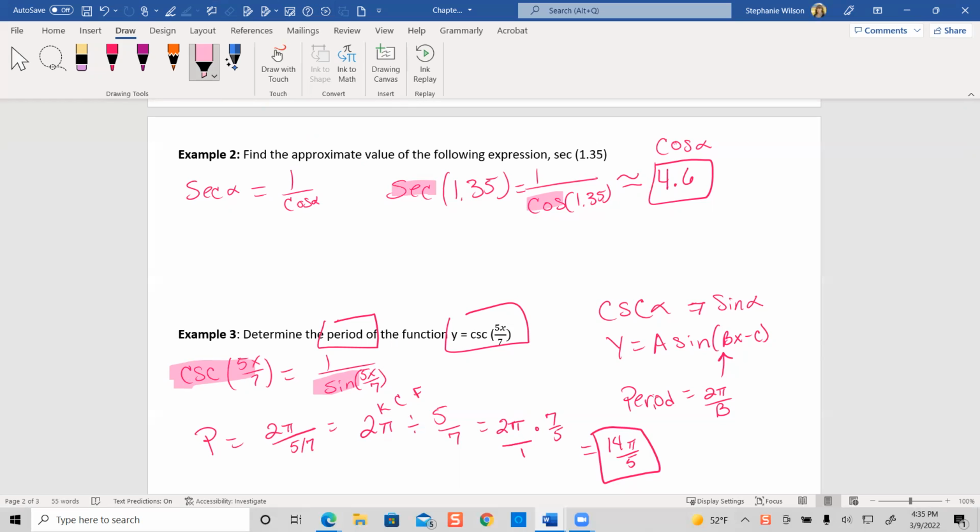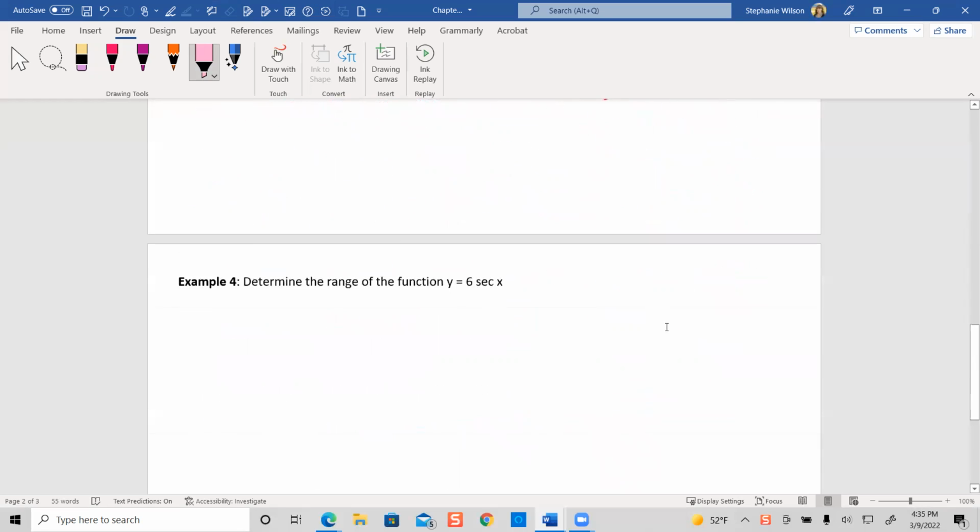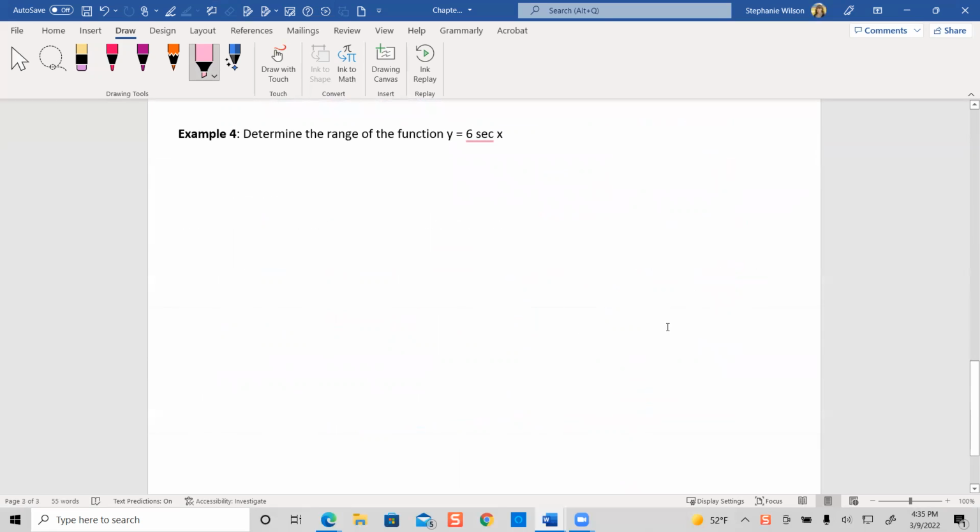All right. Got one more. Let's talk about it. Determine the range of the function. So first, you will need to find the graph of this function right here.